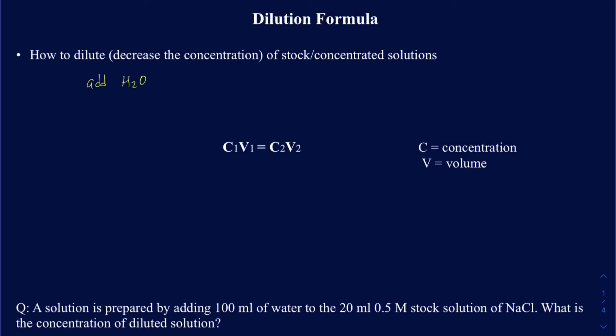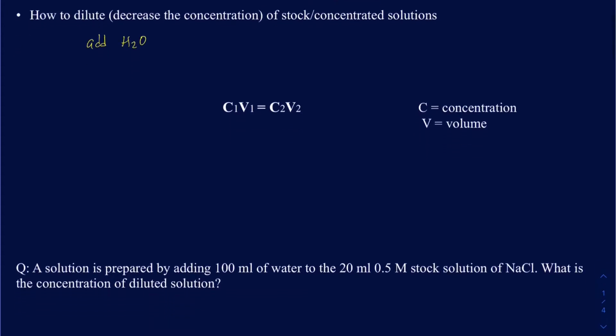Now, how much water you need to add in order to get to a particular concentration can be determined by using the dilution formula. So the dilution formula is the concentration of the stock solution times the volume of the stock solution equals the concentration of the diluted solution times the volume of the total diluted solution. So C1 V1 equals C2 V2. The left side is going to be your stock solution and the right side is going to be your diluted solution.